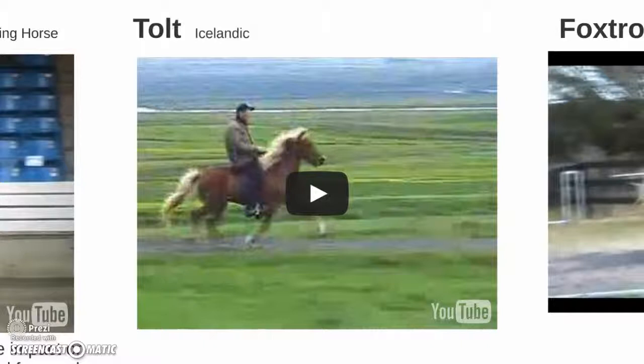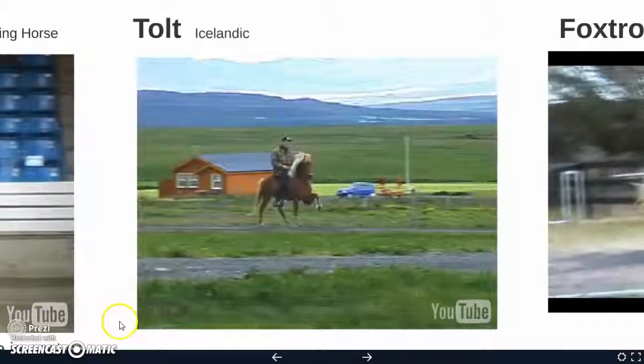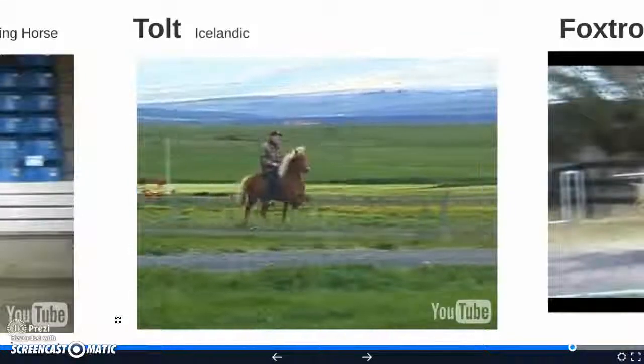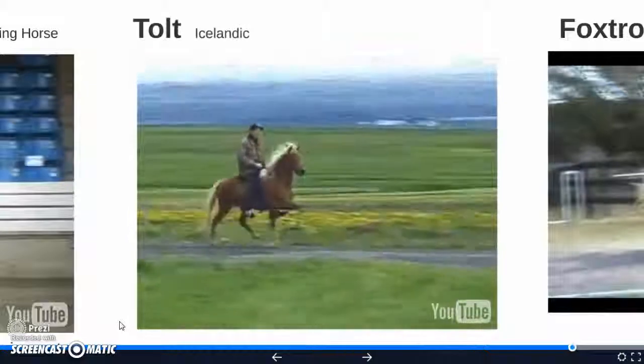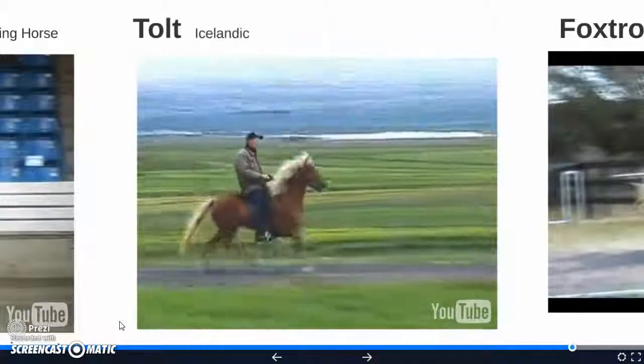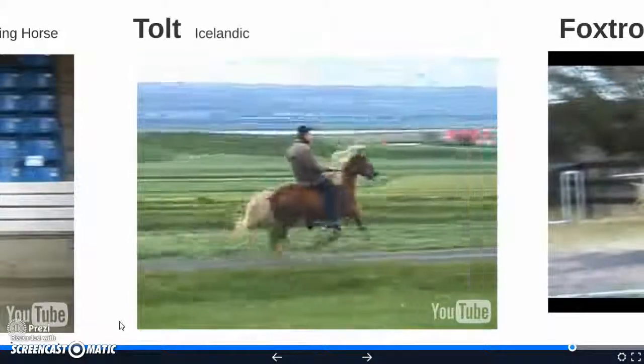All right, next we have the tölt as performed by the Icelandic. Of course, in Icelandic, they don't call it that.